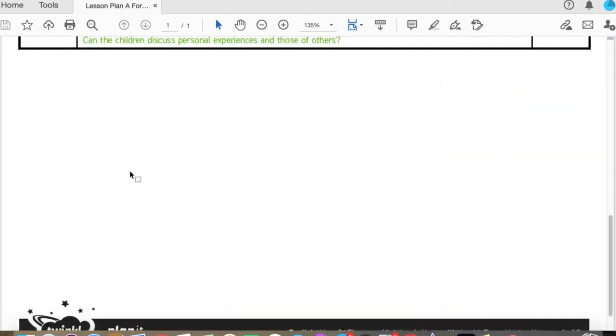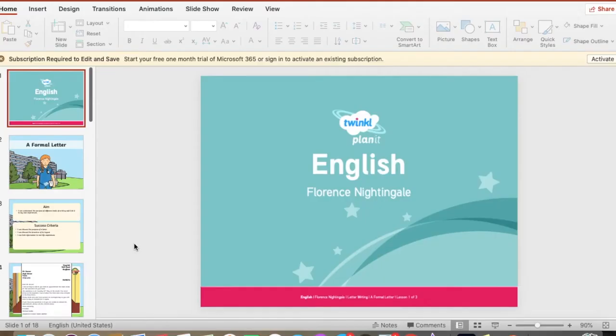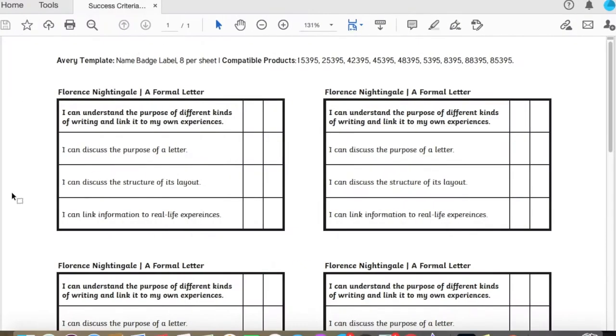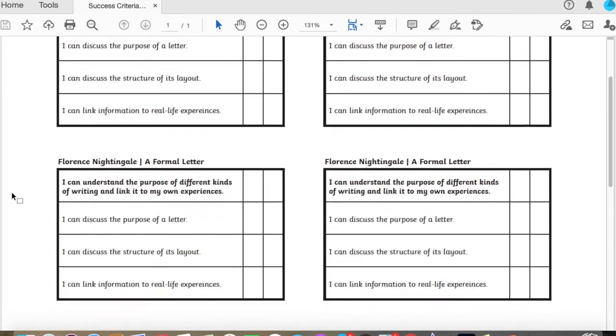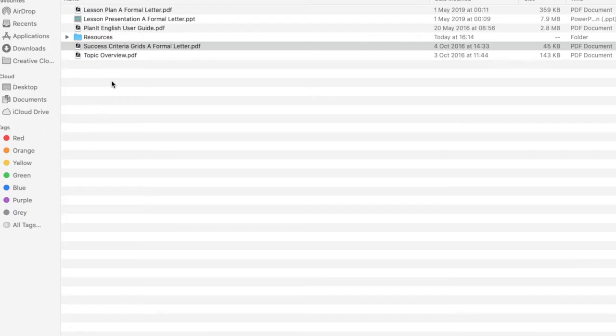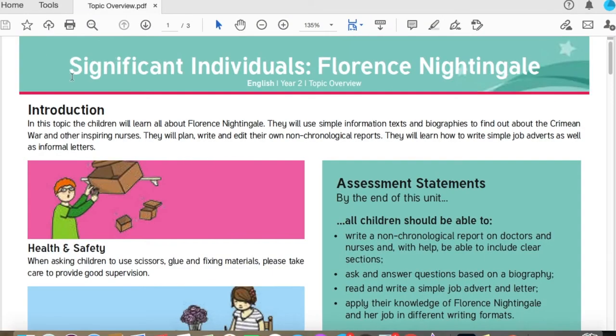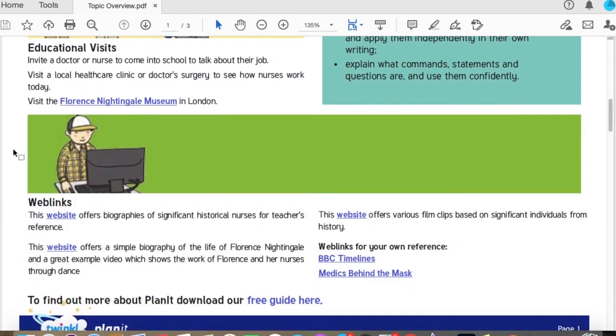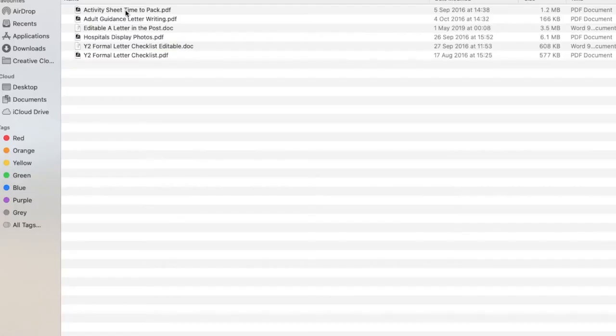In the lesson pack you'll find a full lesson plan to guide you through the lesson. You'll also find a PowerPoint which will contain all the information the children will need to complete the activity for the lesson. You'll find a success criteria and a checklist so children know they're containing everything they need to in the work that they complete. There will also be a teacher's overview so you know exactly what the children will need to achieve by the end of the lesson.